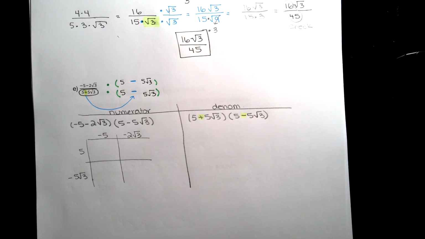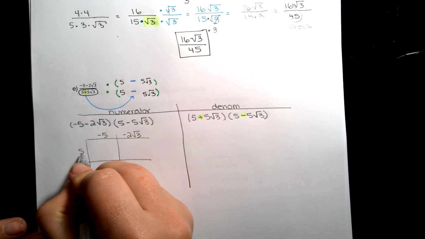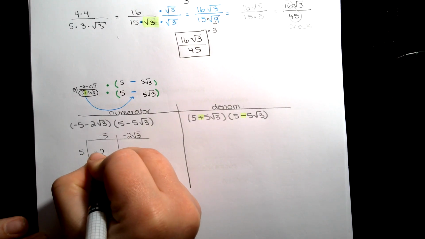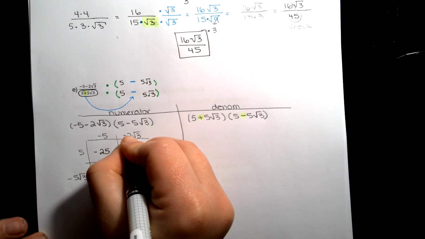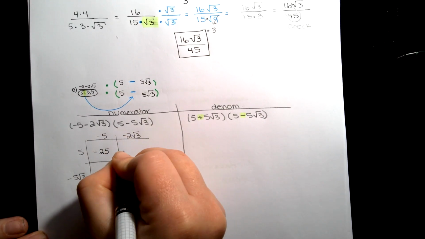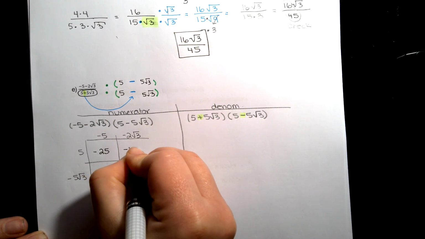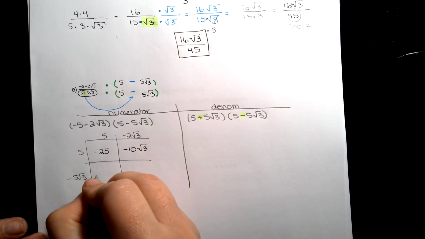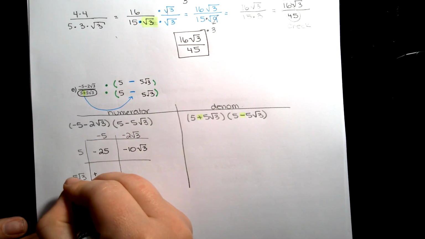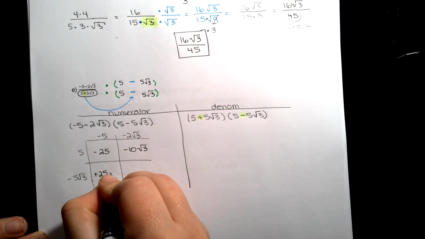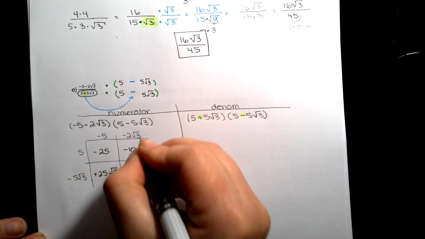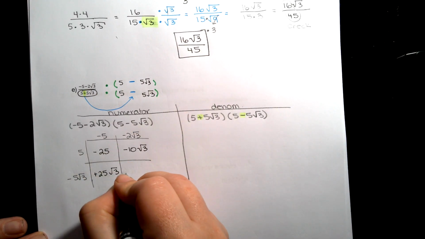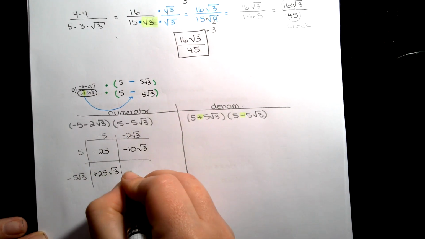Multiplying, we have a negative times a positive, which is a negative, 25. Outside of the house, outside of the house. So 5 times negative 2 is negative 10. Root 3 is the only thing inside of the radical. Negative times a negative is a positive. 5 times 5 is 25 root 3. And here we have negative times a negative, which is a positive. 2 times 5 is 10.